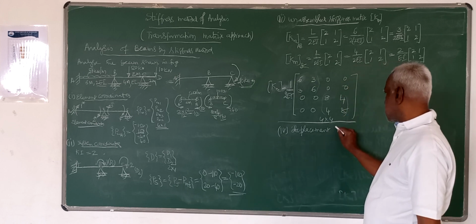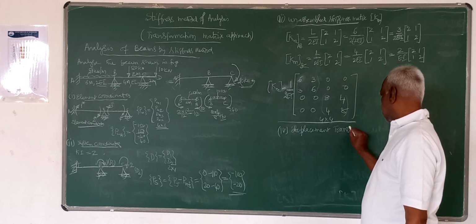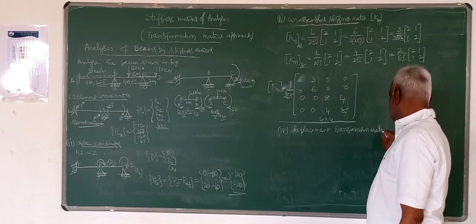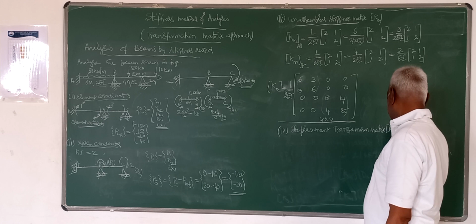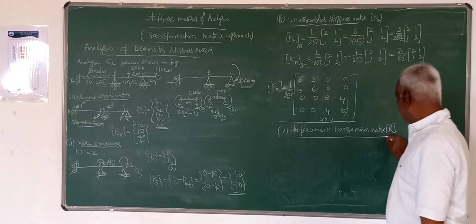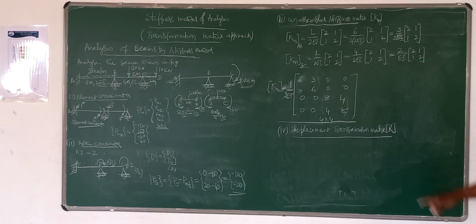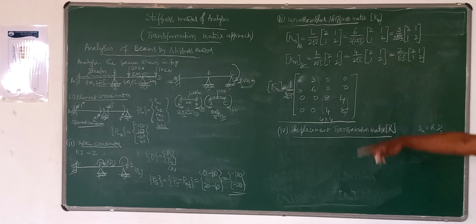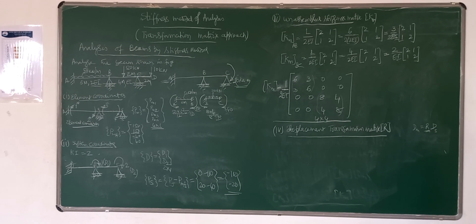The fourth step: displacement transformation matrix, which we call R. To obtain this R, I define it as nothing but the matrix which relates the local coordinate to the global coordinate. I explained this by defining the principle of contrariety. This is what I define as the displacement transformation matrix R.